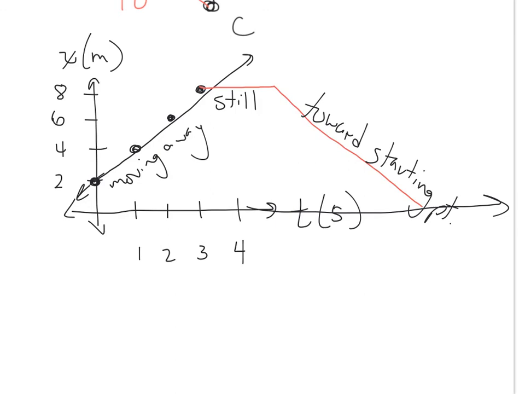And you'll recognize that your slope changes depending upon your action. When you're moving away from the origin, you're moving with a positive displacement here. These are all positive displacement steps. So my velocity is positive. So my slope is positive.